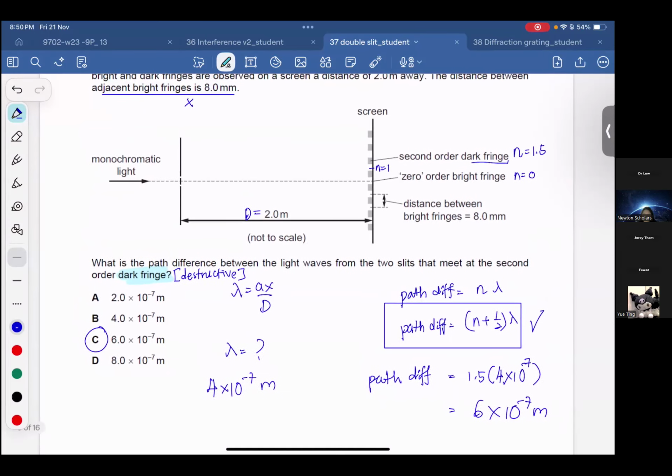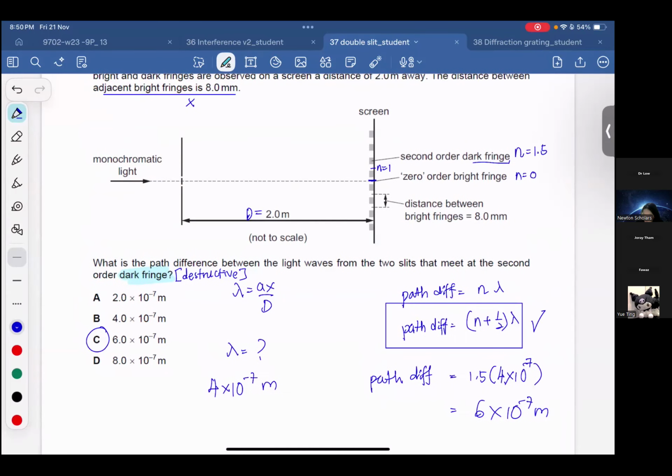Okay, here is another new idea for you. Here, center is n equals to 0. Then n equals to 0 goes to the next bright fringe, n equals to 1. Then another bright fringe, n equals to 2. Then the dark fringe here should be n equals to 1.5. It's not 2.5, dear. Don't be confused by the second order. Correct. Okay, dear, if correct, then we go to your next page.